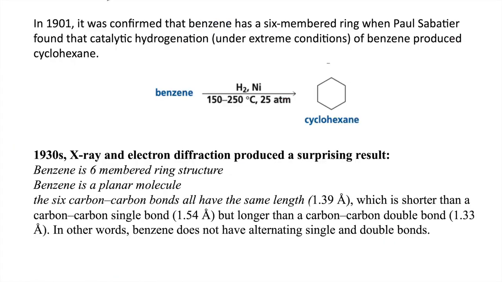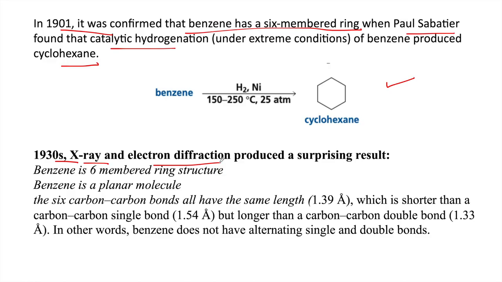In 1901 it was confirmed that benzene has a 6-membered ring when Paul Sabatier found that catalytic hydrogenation of benzene produces cyclohexane. So by this we know that benzene contains a cyclohexane-like system with a certain degree of unsaturation. In 1930, X-ray and electron diffraction produced a surprising result.